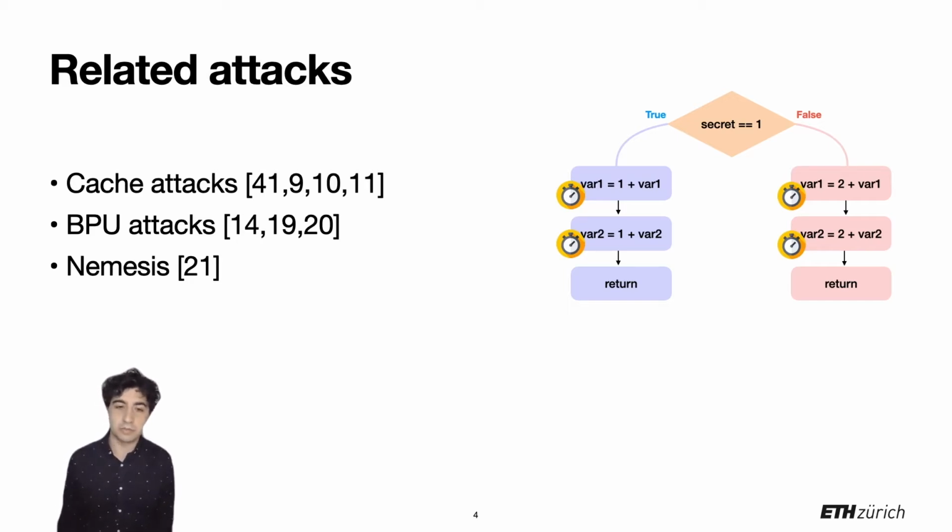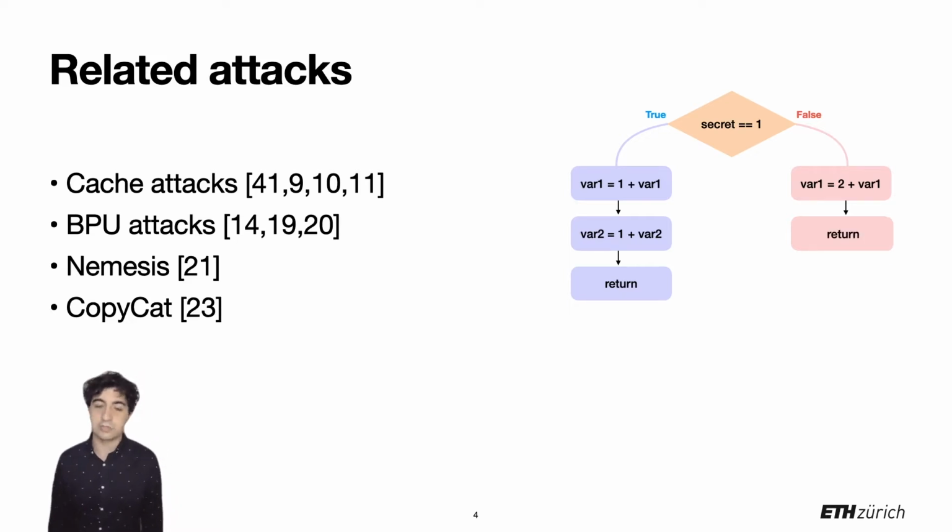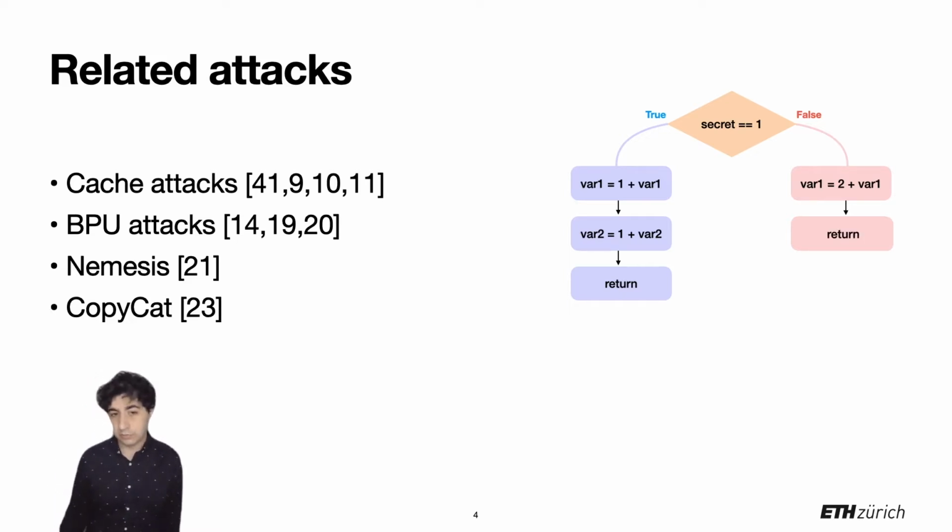However, this doesn't help with the victim code that I'm using as an example because the same instructions are present in both paths. Another approach that leverages interrupts is the attack called Copycat. What Copycat does, instead, is count the instructions that were executed. So if we have 2 instructions on the false path and 3 on the true path, then the attacker can recover the secret. However, this does not help with the victim code here because both paths have the same number of instructions.